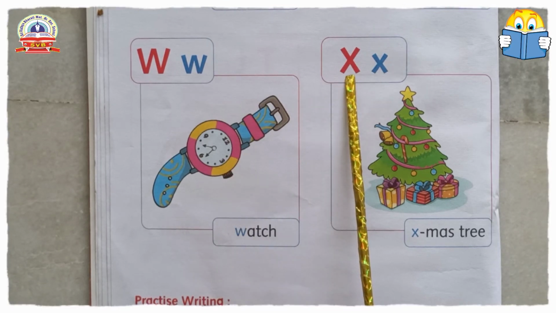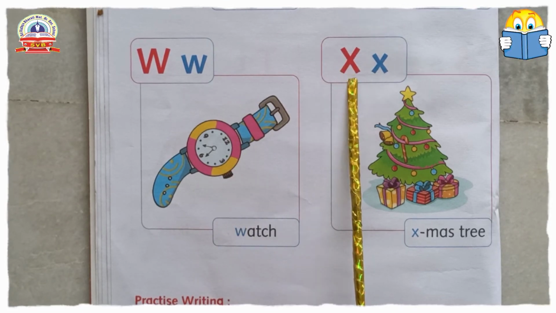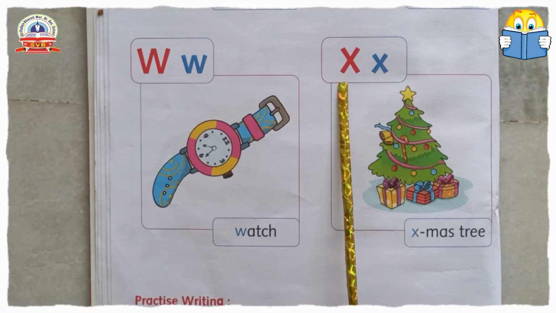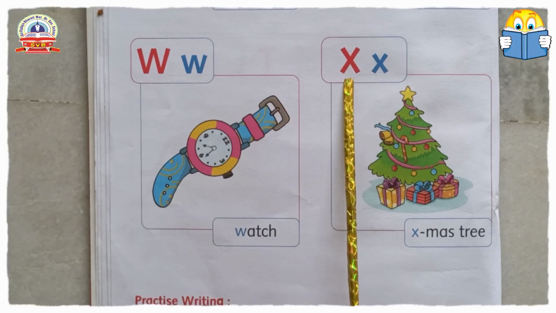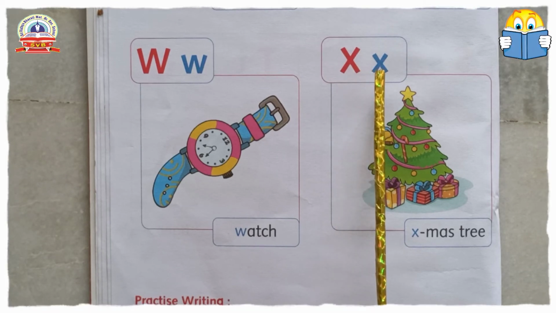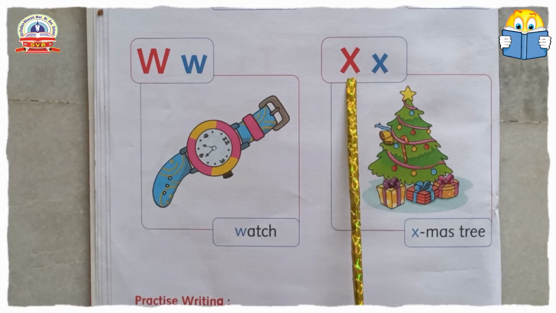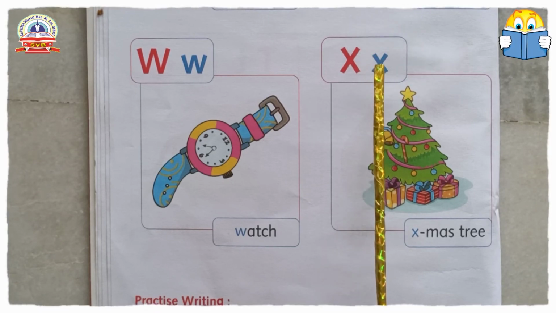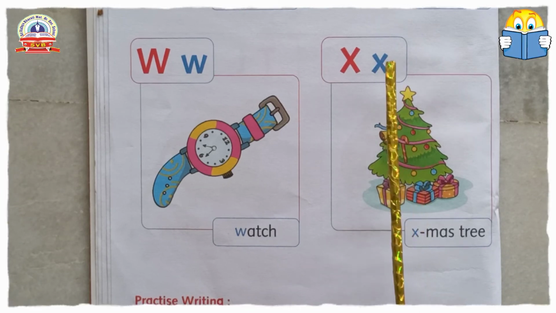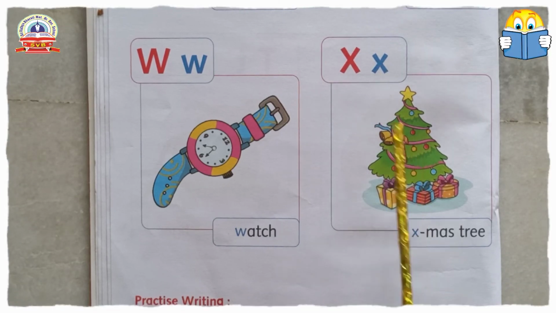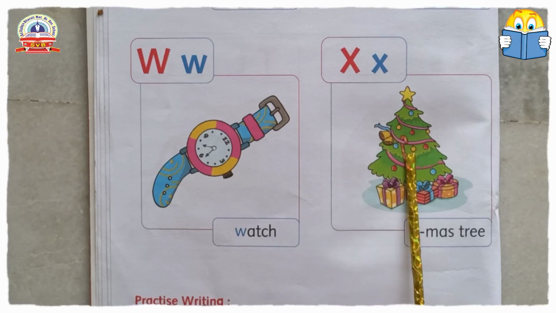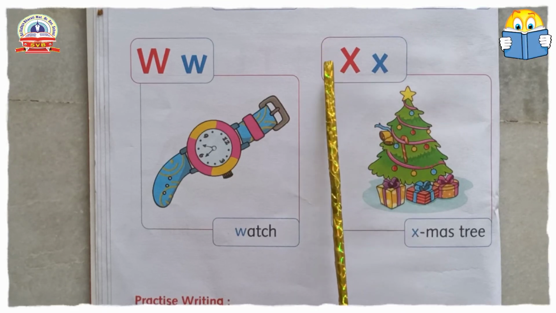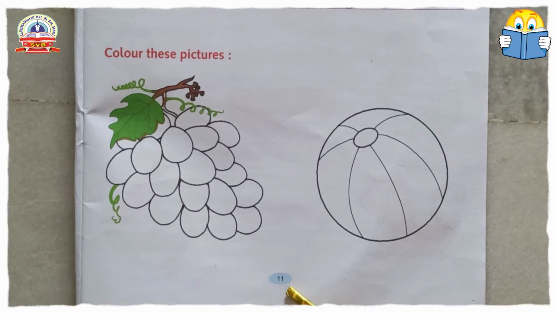Good. Now look at the next letter. Children, this is capital letter X. This is small letter X. Sound of X is X. X must tree. Good. Now get page number 11.